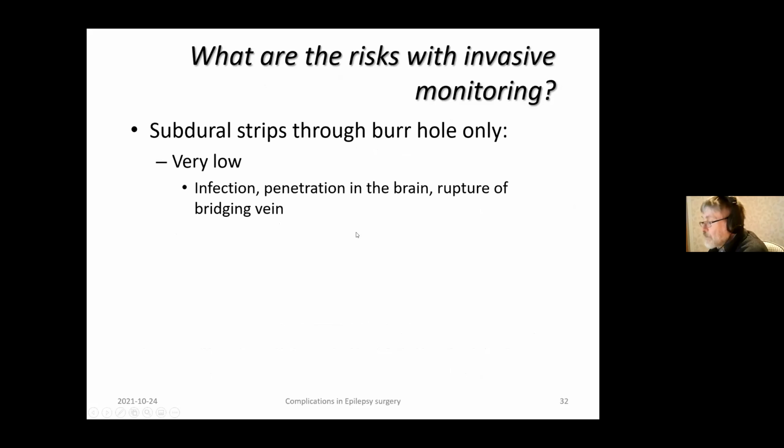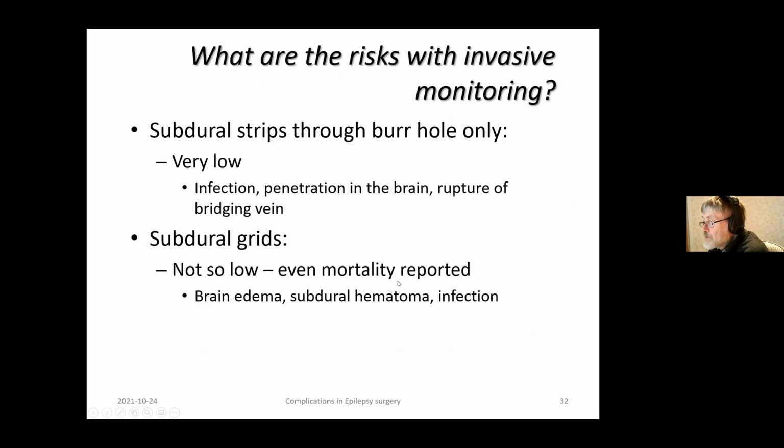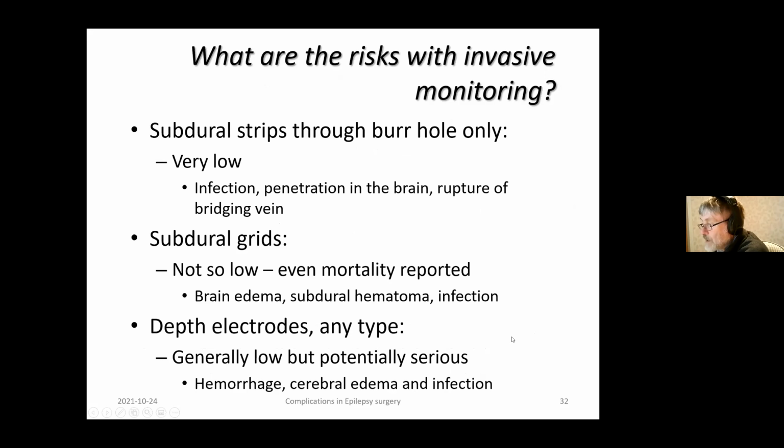So subdural strips and depth electrodes, the risk is very low, and we know that subdural grids are not so low. We have mortality reported, we have brain edema, we have subdural hematomas, we have infection. Generally, we have a low but potentially serious risk. We can have a hemorrhage, we can have a cerebral edema and infection.